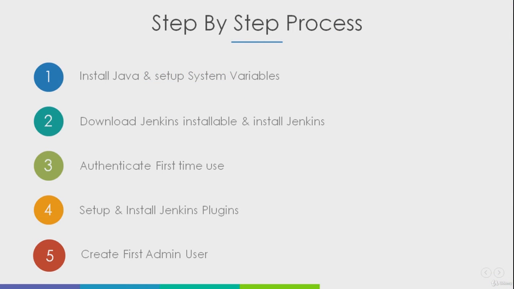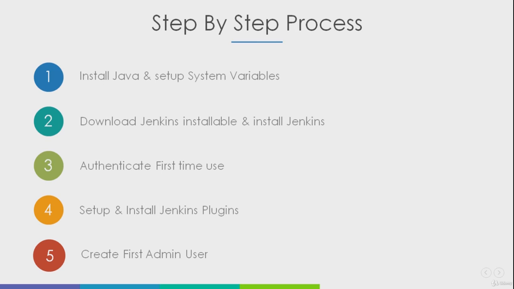Now that we've installed Jenkins, let's quickly recap on the steps that we went through. First, we installed Java as this was a prerequisite for installing Jenkins, and we set up the Java_home and path environment variables. Then, we downloaded the Jenkins installable from the official Jenkins website and went through the installation steps. After that, we went through the Jenkins setup process. We entered the first time usage password for authenticating the Jenkins install.